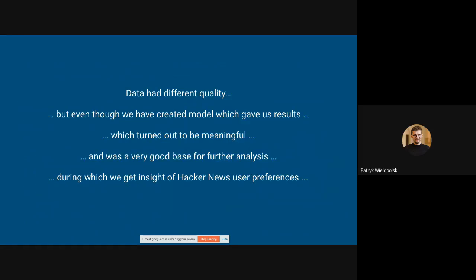To conclude, the data had varying quality, but even so we created a model which gave us very interesting and meaningful results, which is very important. It was a very good base for further analysis, during which we gained insight into Hacker News user preferences.